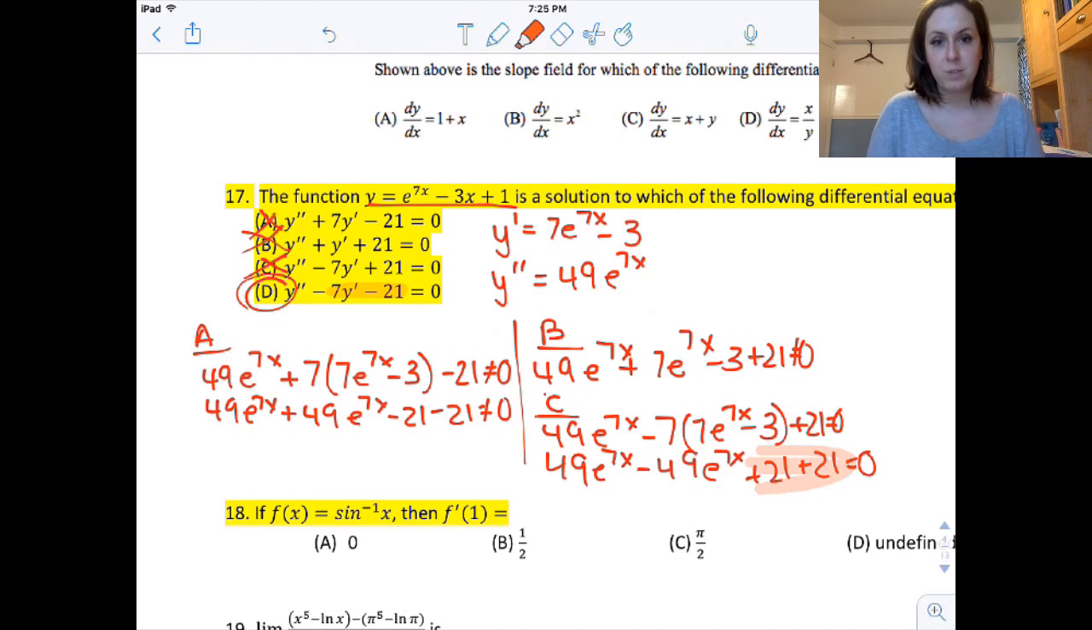So again, just check them, right? I would not expect you guys to solve that one by hand. It's not going to happen. Check them and see which one actually works.